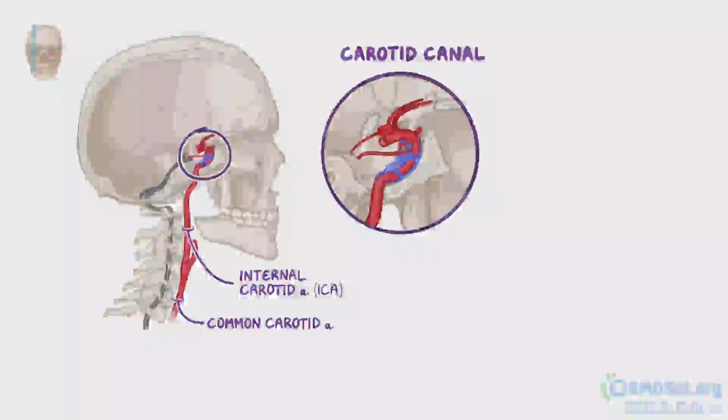Within the canal, each ICA turns 90 degrees anteromedially, then another 90 degrees superiorly to exit the carotid canal and enter the cranial cavity. Inside the cranial cavity, the ICA runs through the cavernous sinus, which is in fact a dural venous sinus. So the ICA, an artery, actually runs through a sinus filled with venous blood.